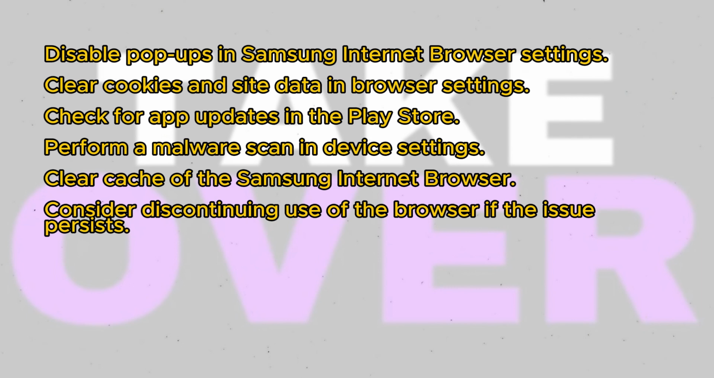If you're not using the Samsung Internet browser as your primary browser but it still opens automatically, consider discontinuing its use. Access the browser's settings, then Privacy Settings, and choose to discontinue the use of the Samsung Internet browser. Confirm your decision, agree to the terms and conditions, and you're all set.